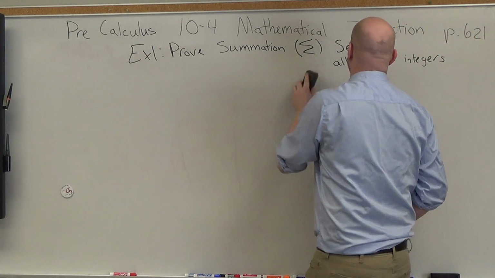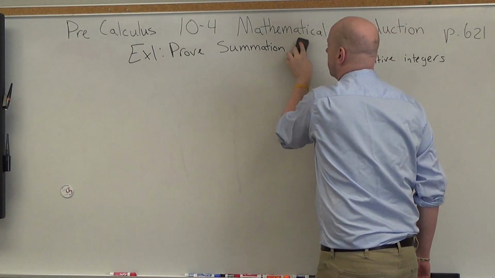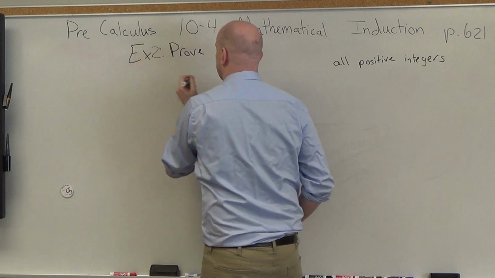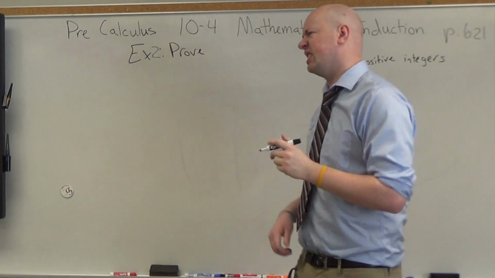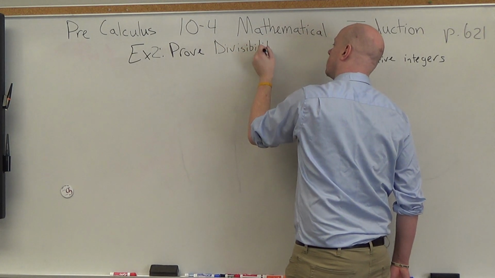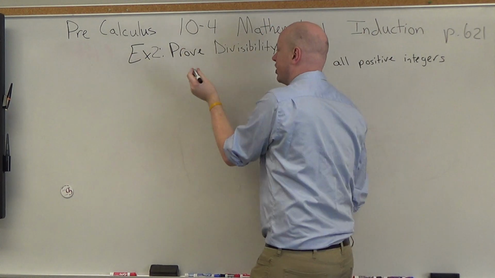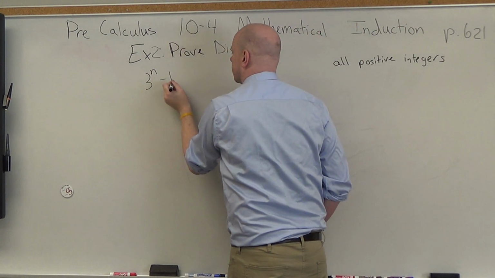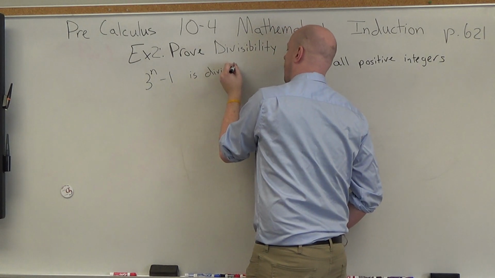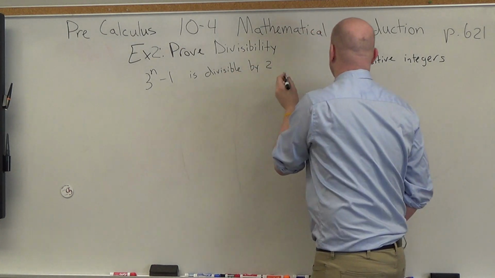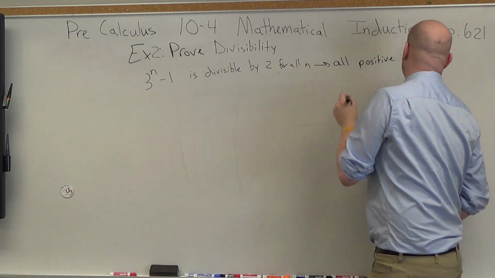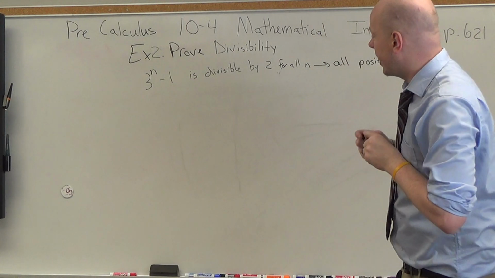Okay, moving on to example 2. We're going to prove divisibility. So, if I say some expression like 3 to the n minus 1 is divisible by 2 for all n that are positive integers, how would I go about proving that?